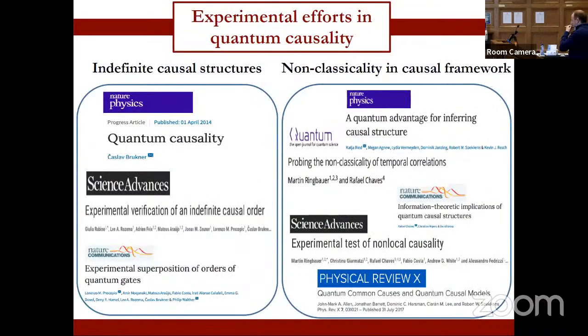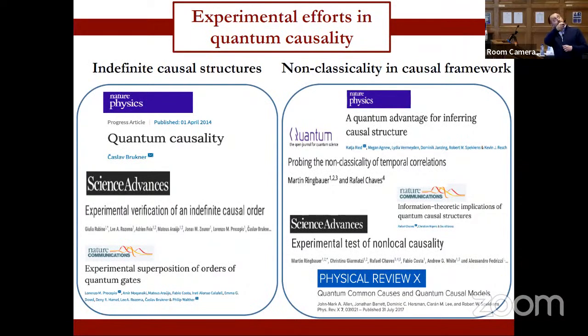So now this was a first starting point. If we see nowadays the experimental effort in quantum causality, I would identify two mainstreams. One on indefinite causal structure. This was already discussed by Fabio on Monday. I will not focus on that.